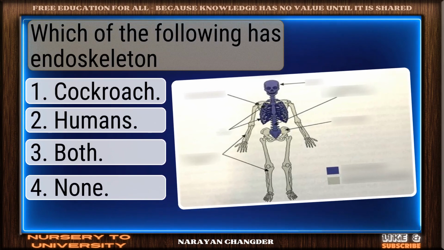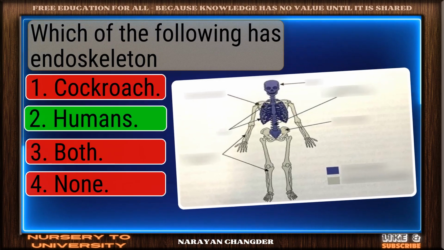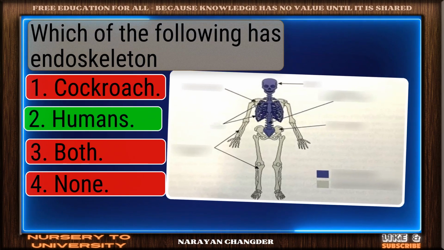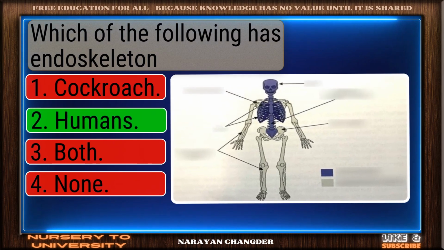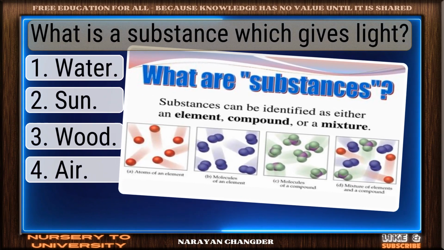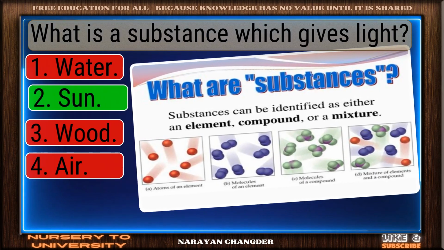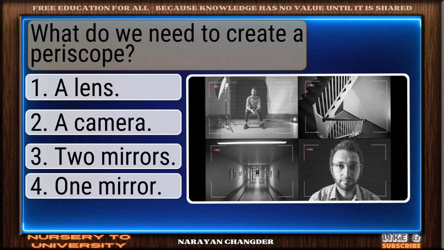Which of the following has an endoskeleton? Exactly. Humans makes sense, and it is the right choice. What is a substance which gives light? Well done. Sun is the right choice.